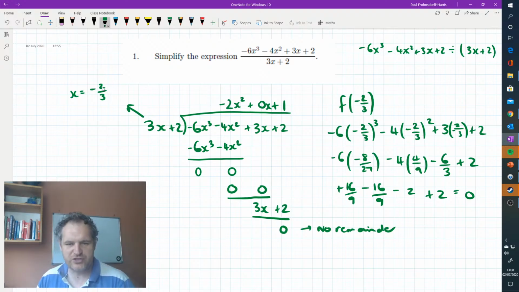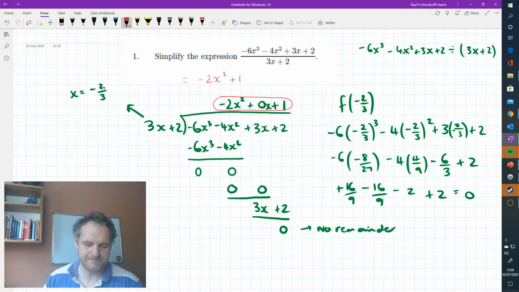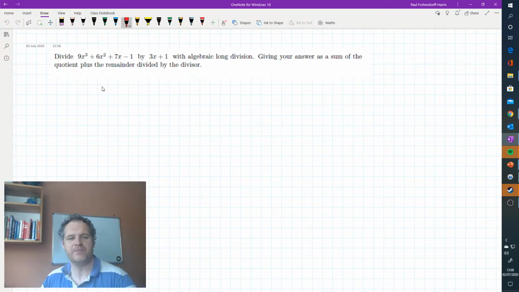So you can see that the division of this, and the way you lay out your answer, so to speak, I don't like the word answer, but the way you lay out your thing is that this would equal minus 2x squared plus 1, because that's the bit that is the answer, or the value. If there is a remainder, there'll be an extra bit, which will come up probably in the next question. So let's move on to the next question.